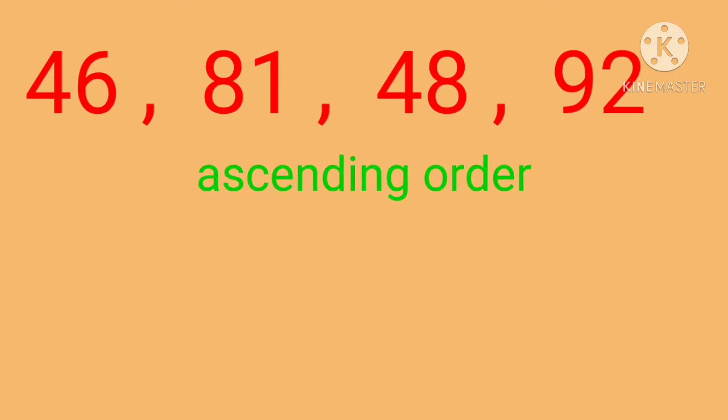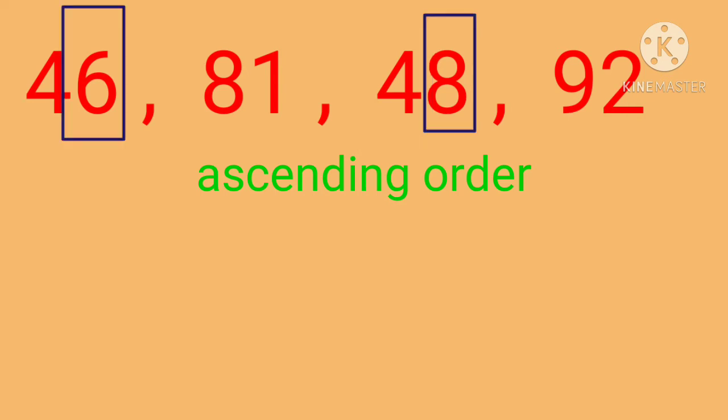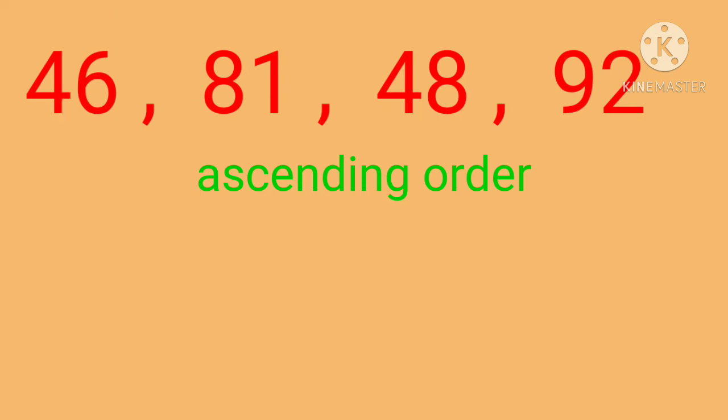We know ascending order means arranging the numbers from smallest to biggest. Here all the numbers are two-digit numbers, right? So let us compare the tens digit. But here two numbers have the same tens digit, that is 46 and 48. So let us compare their ones digit. 46 has 6 ones and 48 has 8 ones. So tell me children, which is smaller, 6 or 8? Yes, 6. So let us write 46 as the smallest number.